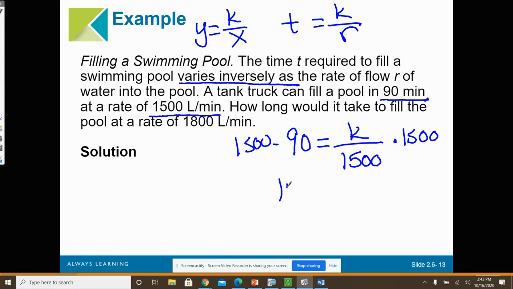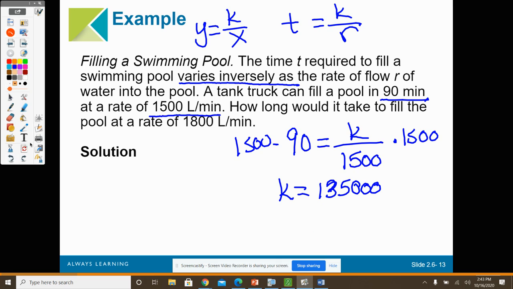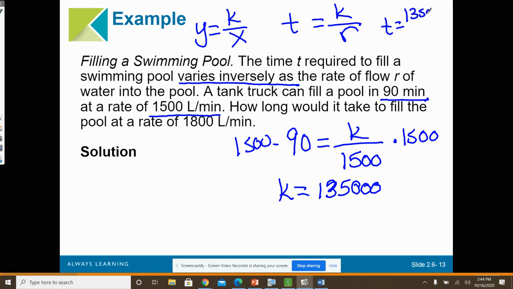Get a big one. So k is 135,000. That's the variation constant. So what's my new equation? I'm not going to use y, am I? T equals 135,000 over R. How long is it going to take the pool if the rate is 1,800?